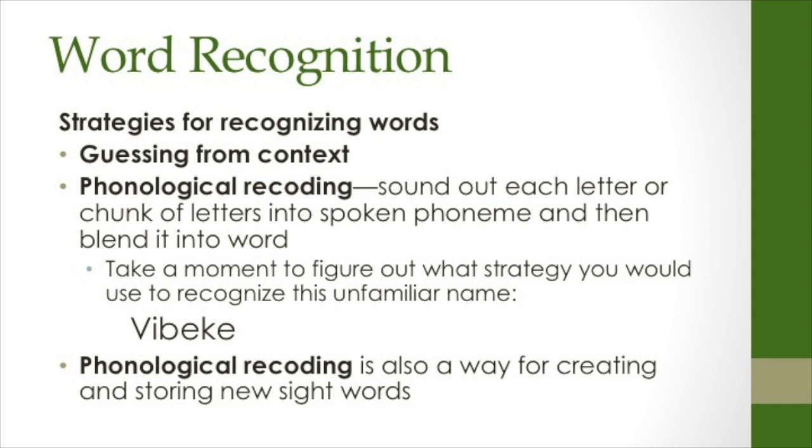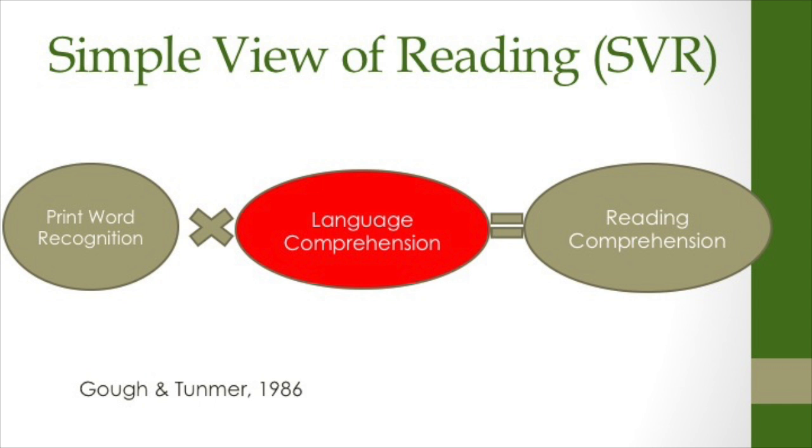In addition to being a pretty effective strategy to decode words, phonological recoding is a way of creating and storing new sight words. A psychologist named Linnea Ehri has shown a lot of evidence that most sight words become sight words through phonological recoding: after you've done it over and over again, eventually that word becomes a sight word. So what's the next component of the simple view of reading?